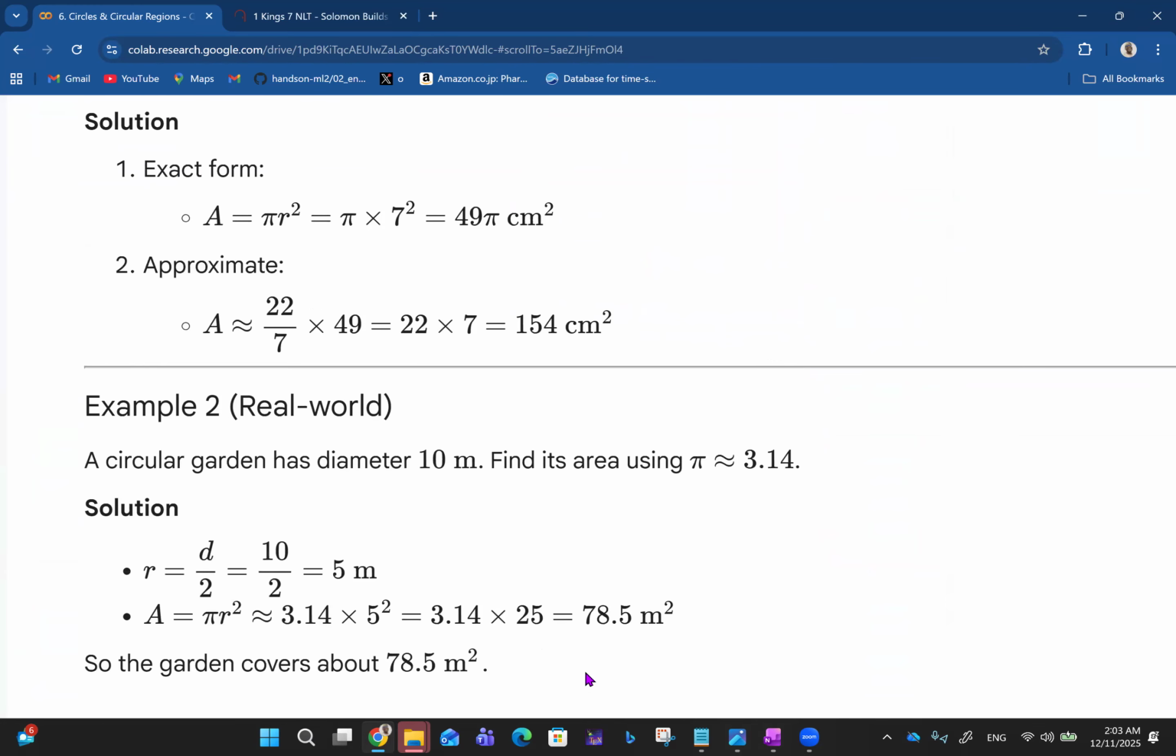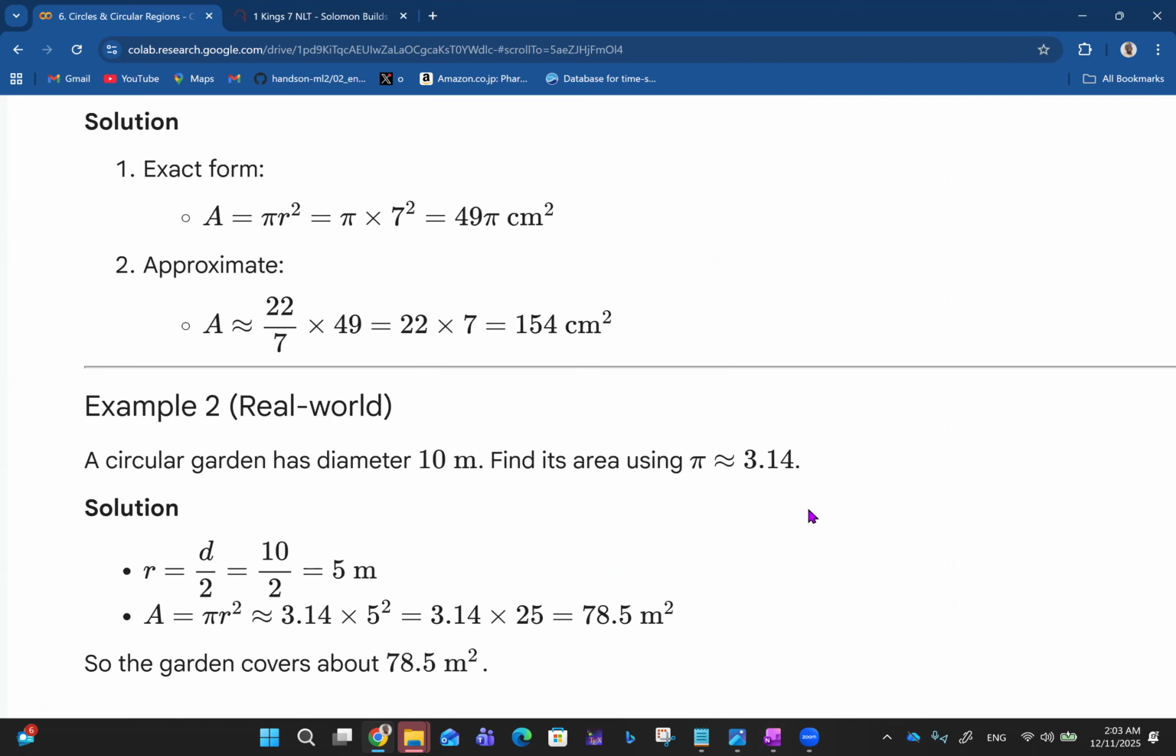Example 2. A circular garden has diameter 10 meters. Find its area using pi is 3.14. So radius is d over 2, that's 10 over 2, which is equal to 5 meters. So area is pi r squared, that's 3.14 times 5 squared, that's 3.14 times 25, which is 78.5 meters squared. So the garden covers about 78.5 meters squared.